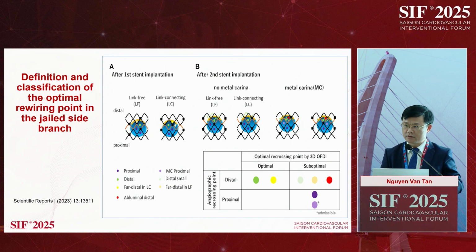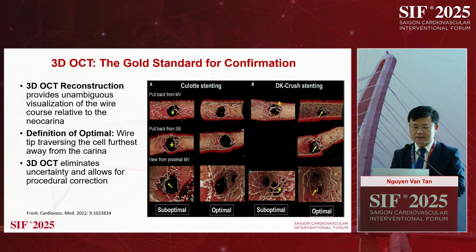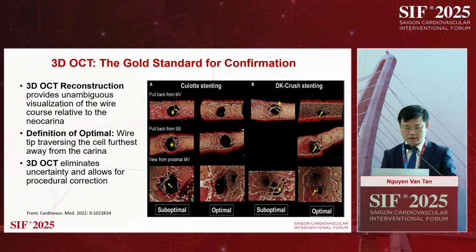Usually we use main branch stenting except for the crush techniques. Most of the techniques we use re-cross in the distal cell, and in the crush technique we have the proximal. So now OCT in the pre-process provides an unambiguous, visible wire path relative to the neocarina, and then defines the optimal wire path, traveling the distal cell away from the carina. And 3D OCT eliminates uncertainty and allows procedural correction.